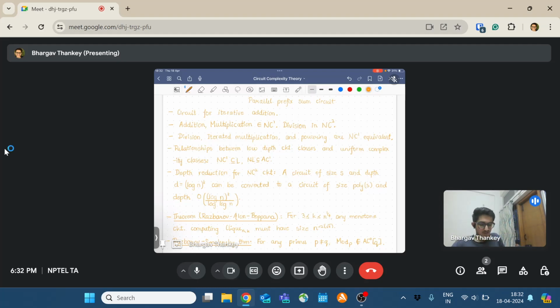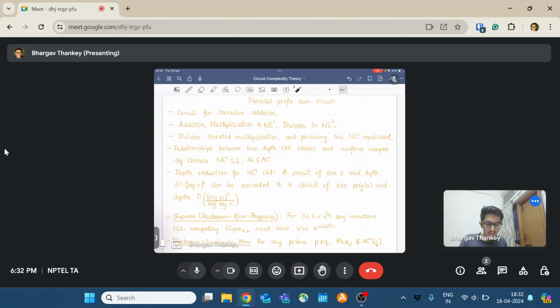The second result we proved by the following: that PATH is NL complete, and that PATH is in AC1. And this was using some matrix multiplication kind of thing.